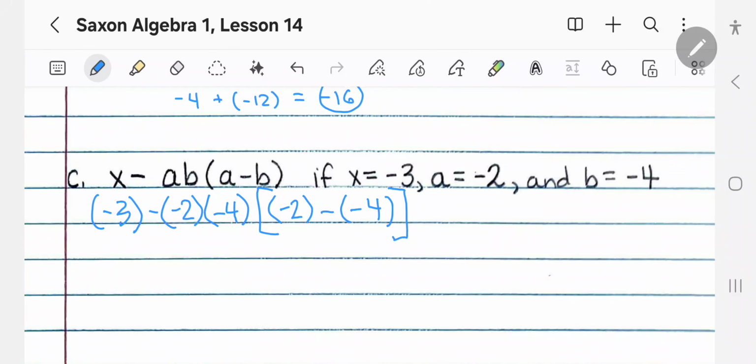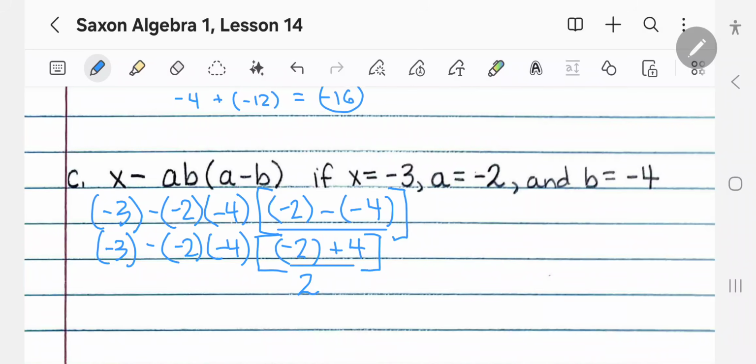I'm going to look to see what I can do. And here inside these symbols of inclusion, I can simplify that a little bit. That is going to be -2 plus the opposite of -4, which would be +4. And I can go ahead and do that. The signs are different, so I'm going to subtract. Keep the sign of the largest absolute value. Bring down everything else.